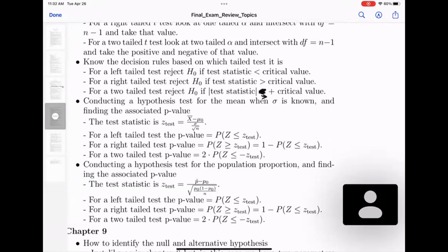What is another way you could do the last one? Reject the null hypothesis if the test statistic is less than the negative critical value, or if the test statistic is greater than the positive critical value. Either of those things mean the same thing.